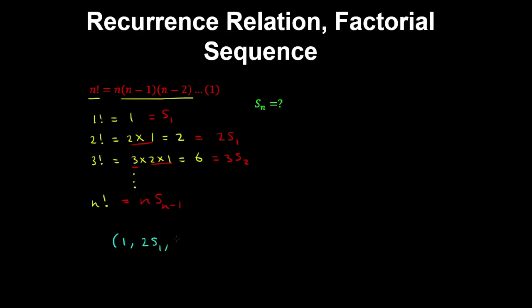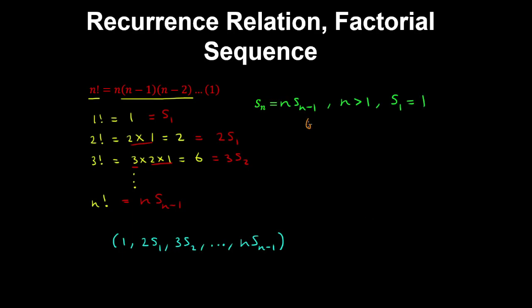So 1, 2S1, 3S2, up to n by S(n-1). So our recurrence relation is n by S(n-1) for n greater than 1. And our initial condition S1 is equal to 1.